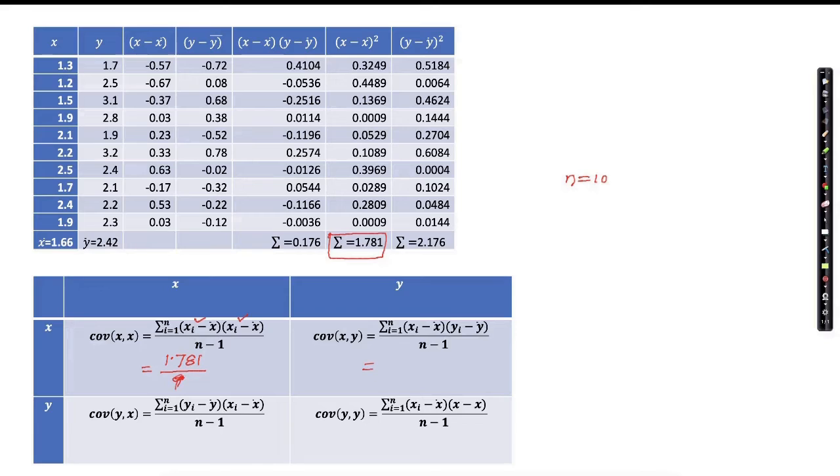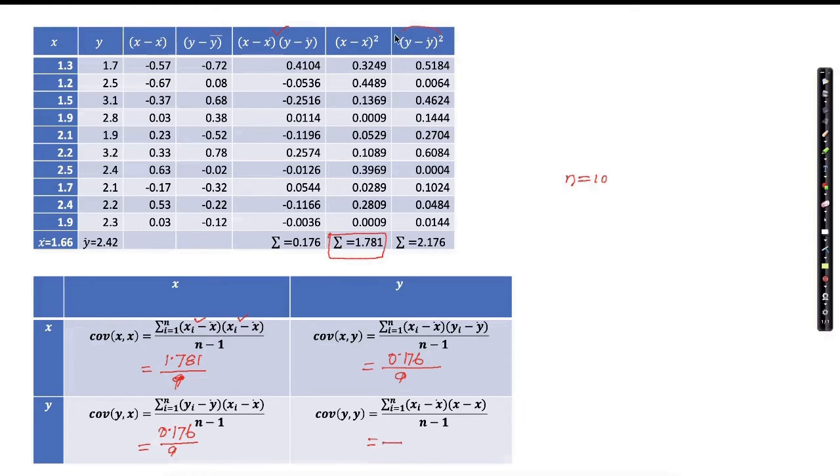This value, covariance of x comma y, is computed by dividing the summation of x minus x bar multiplied by y minus y bar, which is 0.176, divided by 9. Covariance of yx is equal to covariance of xy. That's why this value will be 0.176 divided by 9.